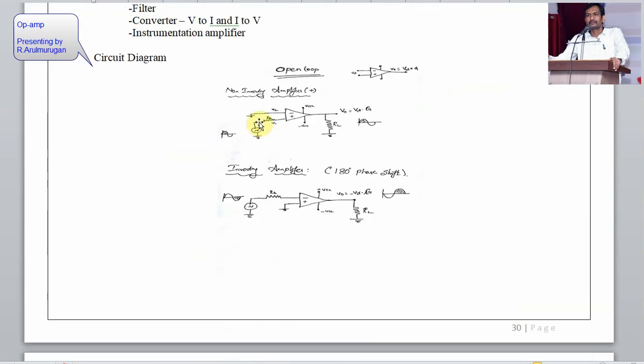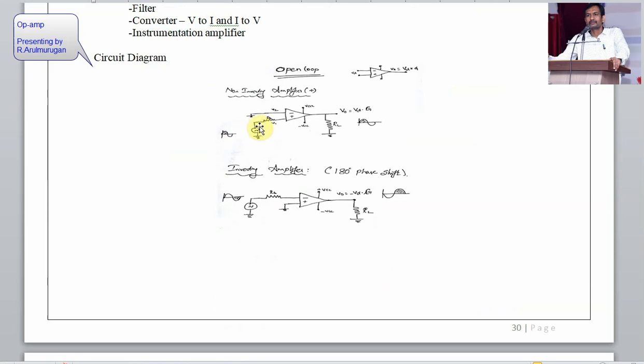So here is a plus terminal with respect to the ground. So this is a sine waveform. How am I going to get the sine waveform? You are going to get it from the function generator. What is your frequency? 100 kilohertz. Okay, 100 kilohertz you are going to get from the function generator.